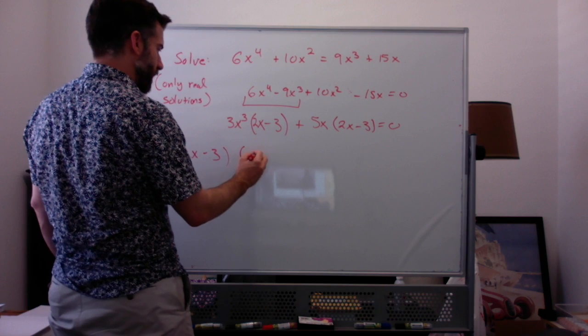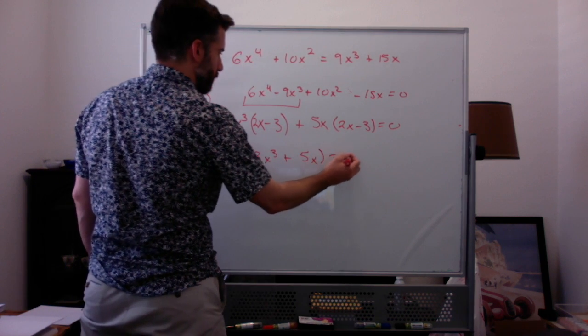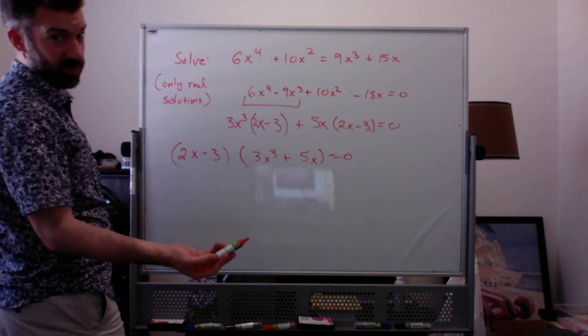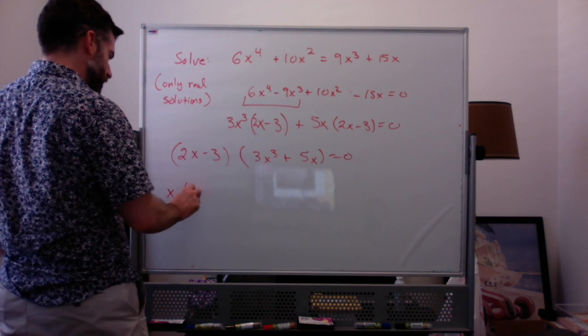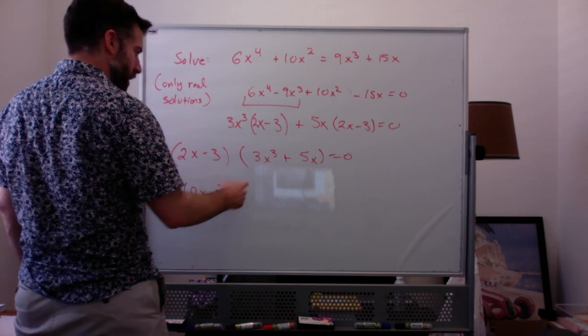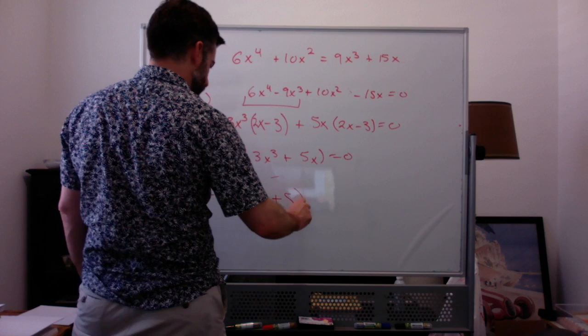Here I'm left with a 3x cubed. Here I'm left with a 5x. And then from here I am going to factor out an x. So I'm really left with, I'm going to bring that x all the way out in front, 2x minus 3. And if I factor out an x from here, I'm left with a 3x squared plus 5.